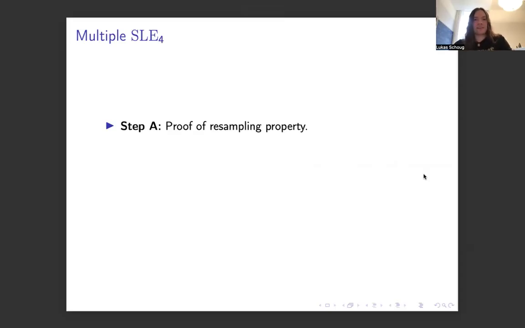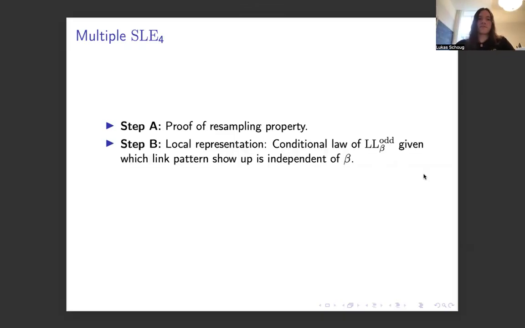So yes, just 20 seconds left. So the strategy then is first to check that all of these curves actually satisfy the resampling property. And then we derive the local representation. So we recognize that from the coupling with the GFF, we know the law of one single curve. And we can see that corresponds to the right choice of one curve in a local multiple SLE.